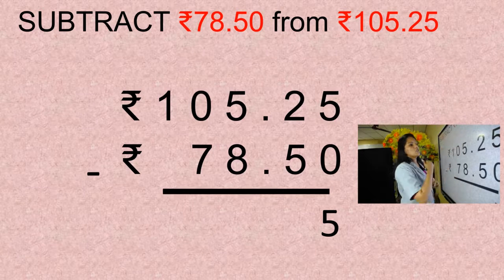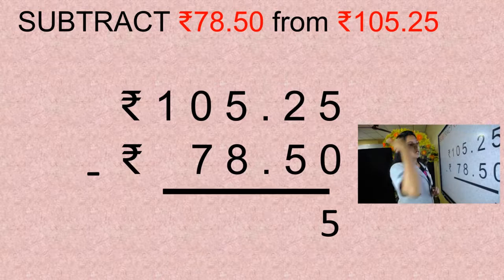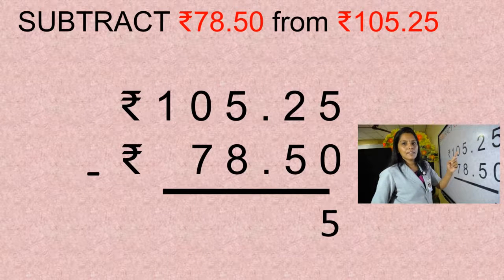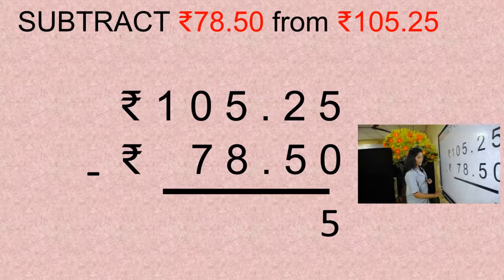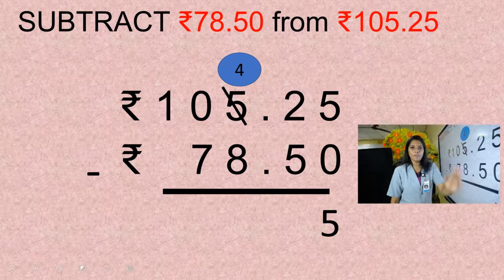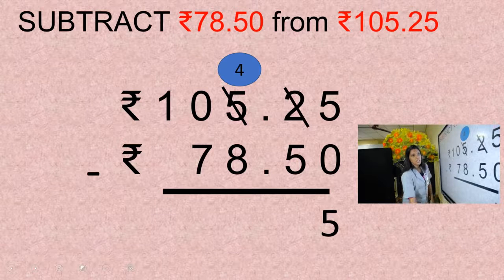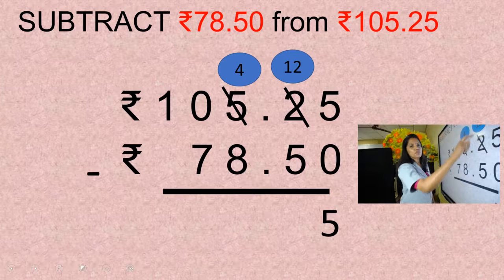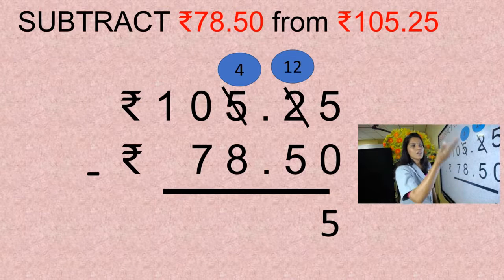Okay. Now we have to borrow 1 from this 5, isn't it? So cancel 5, and it becomes 4. We will take 1 from 5 and give that 1 to 2. What does this 2 become? This 2 becomes 12, right? 2 becomes 12 and we have to reduce it. How will you reduce it?